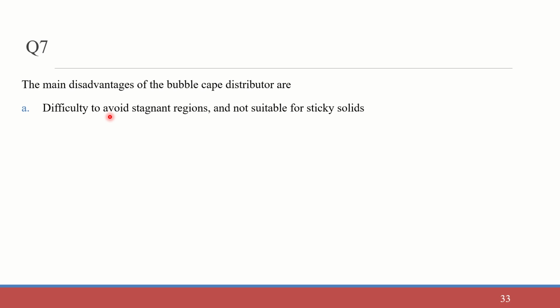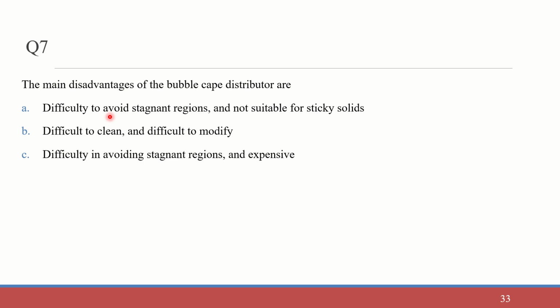Now let us see question 7. It is given that the main disadvantages of bubble cap distributors are: option A, difficult to avoid stagnant regions and not suitable for sticky solids; option B, difficult to clean and difficult to modify; option C, difficult in avoiding stagnant regions and expensive; option D, all the above. It should be all the above.